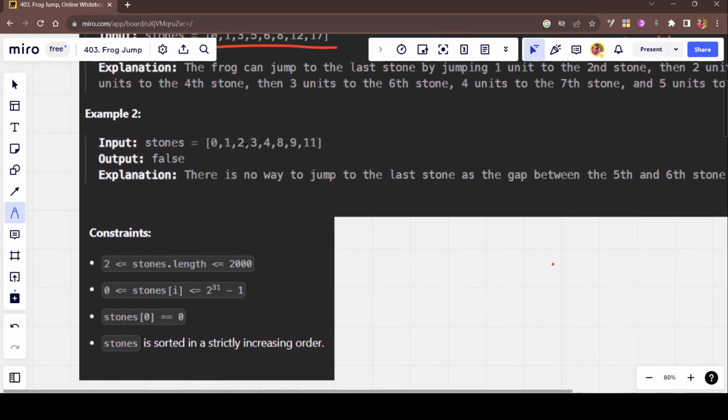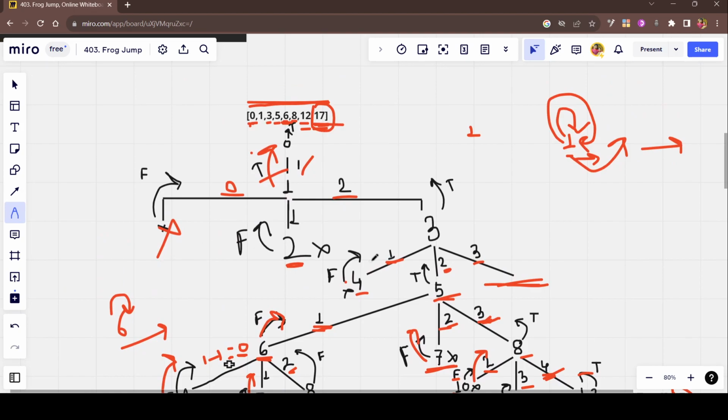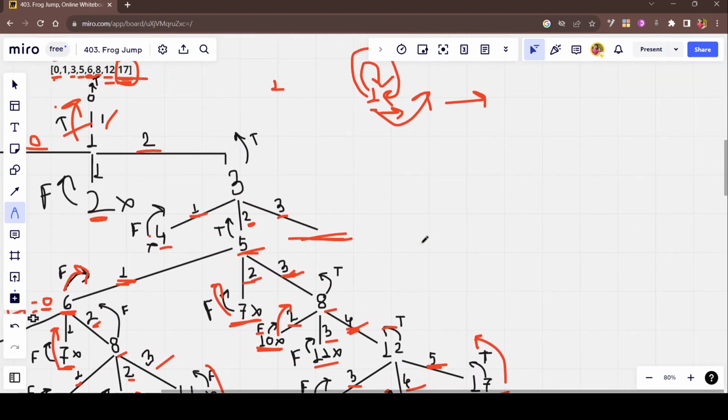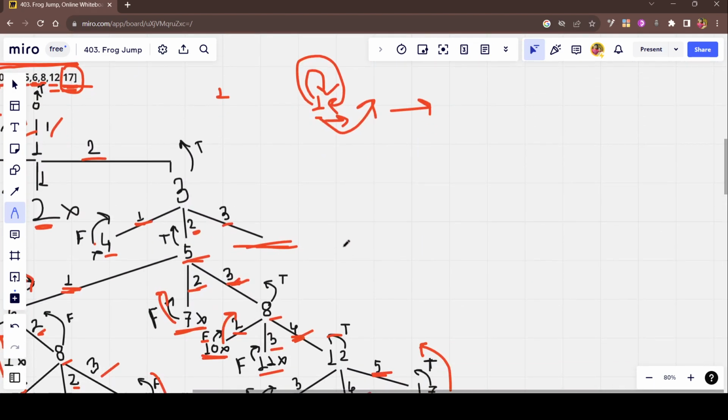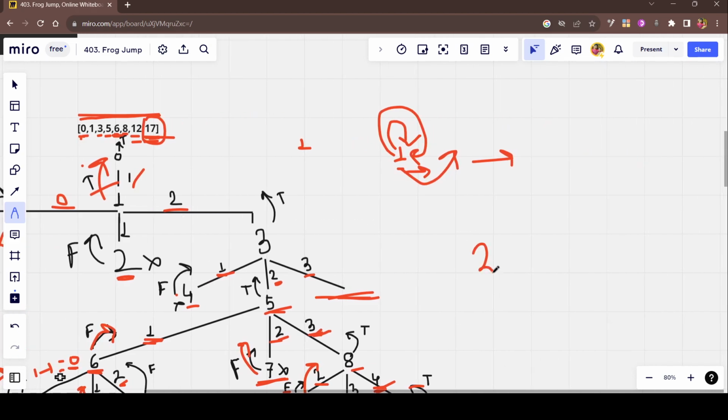Got that point? So it is a simple recursion problem. We have three choices and we have to explore all of them. Now come to the time complexity part. We have three choices on each index, so I can say that time complexity will be around big O of 3 to the power n.